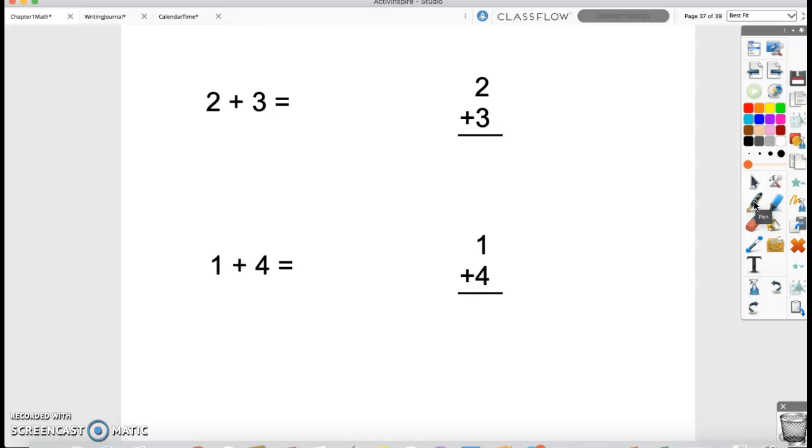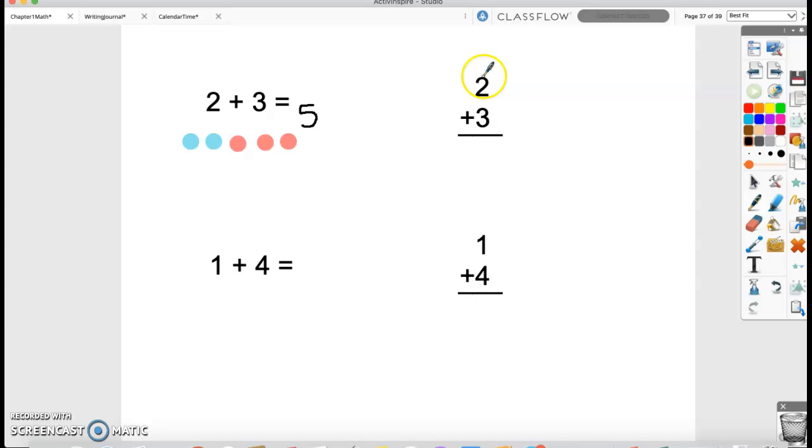So I have 2 plus 3. Once again, if I want to figure that out, I can draw a model. So I can draw 1, 2, and then I can draw 3 more. 1, 2, 3, and then I can go ahead and count them and see how many I have. 1, 2, 3, 4, 5. So 2 plus 3 is 5.